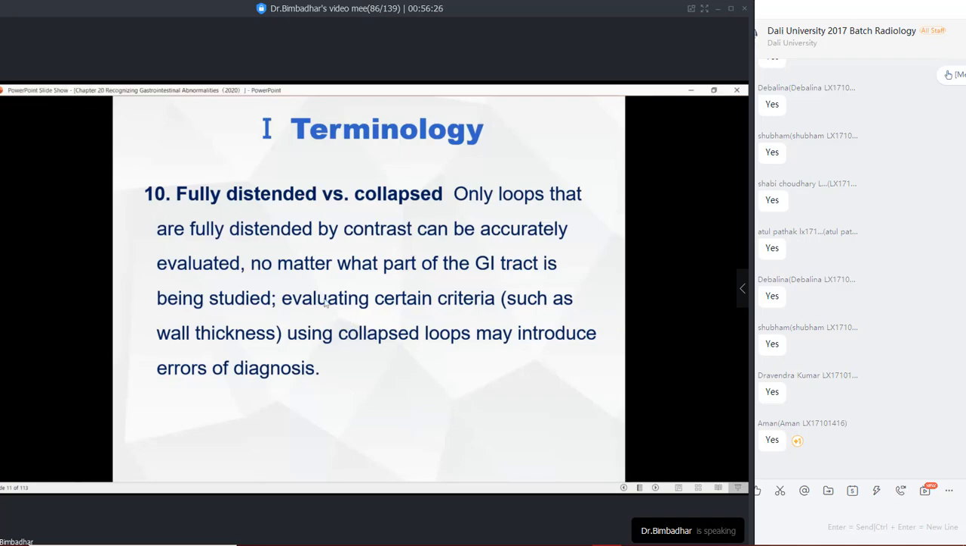Full distension means only the loops that are fully distended by the contrast can be accurately evaluated, which means wherever a part is collapsed, we cannot look at it. But don't you think this also provides some basic information? Let us say one part of the intestine is fully distended and the next part is not completely distended. Okay, I can understand that.